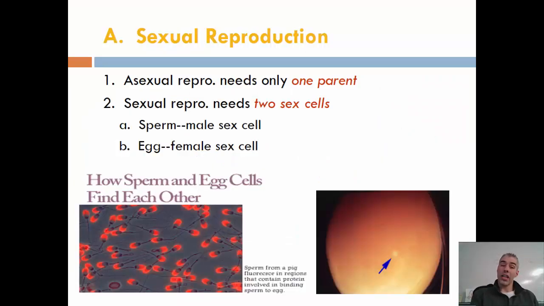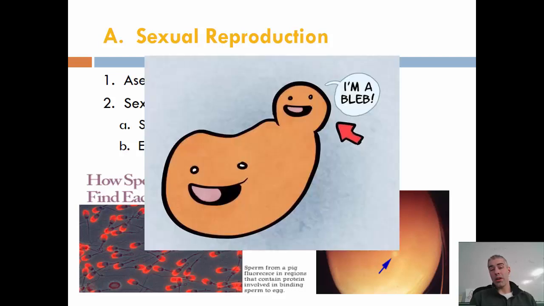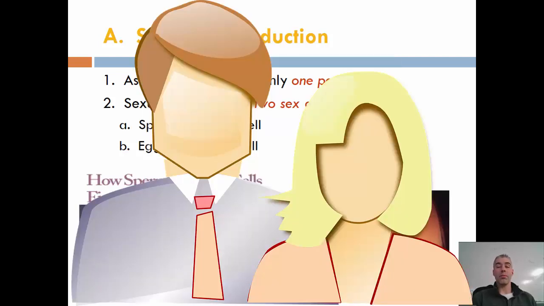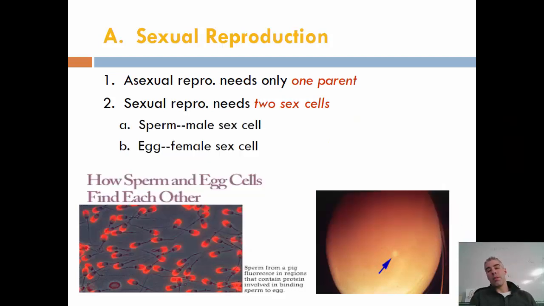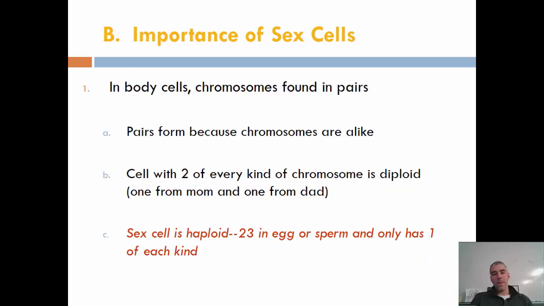All right, so first, again, we'll review sexual reproduction. Remember, asexual reproduction only uses one parent, where sexual has two parents that provide two different sex cells, either a sperm or an egg. The female makes eggs, and males make the sperm, and they fuse together and eventually form a full organism. Now, why are sex cells important?